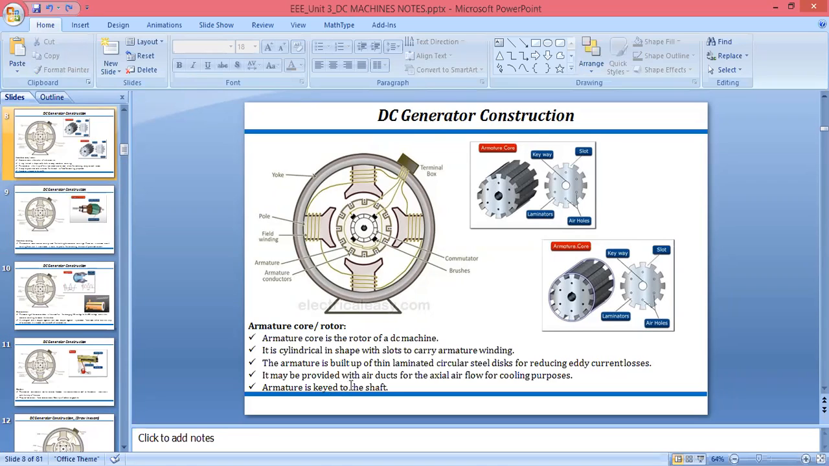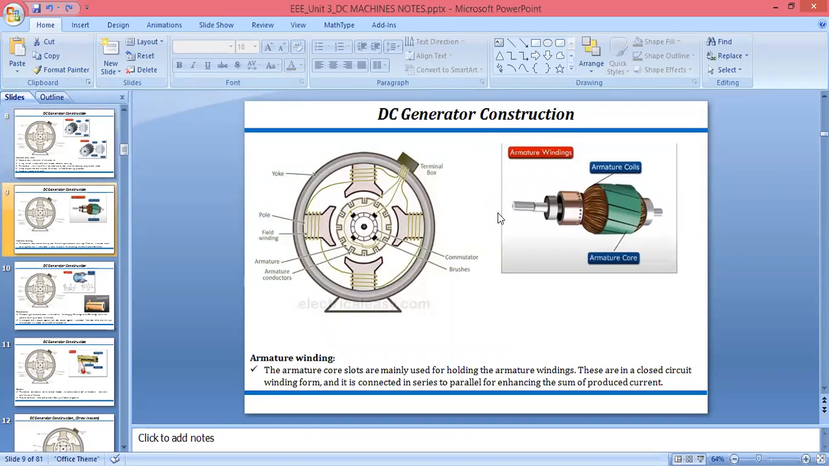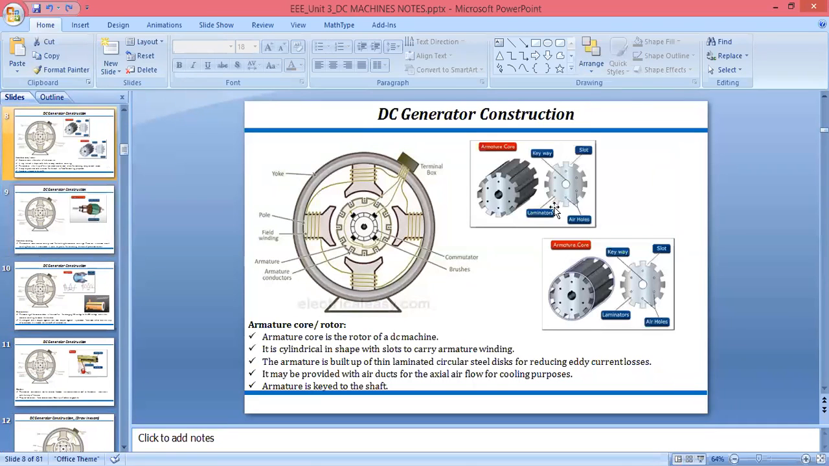And armature is keyed to the shaft. It means what? It will be connected with the shaft. If you see armature winding, when we are using the armature, actually it is looking like a circle, but if you see the structure of this armature, it is look like a cylinder, वो cylinder जैसे होता है. But we have taken one dimensional diagram, we have not taken two dimensional, हमने सिर्फ दो ही dimension दिया है. So you can see this is nothing but the cylindrical structure.